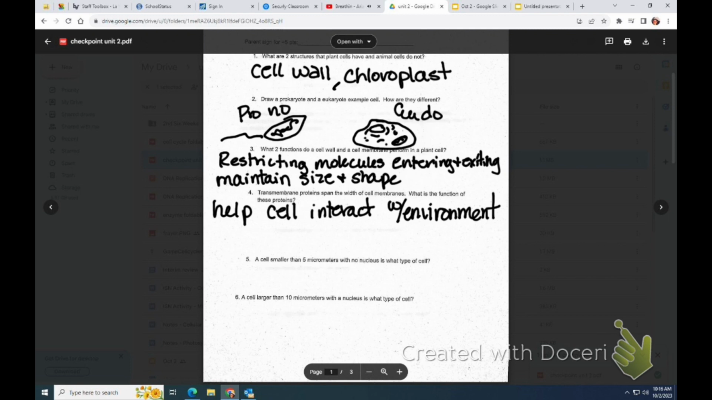Number 5, a cell smaller than 5 micrometers with no nucleus is what type of cell? Prokaryote. A cell larger than 10 micrometers with a nucleus. I heard it. So eukaryote. Very good.